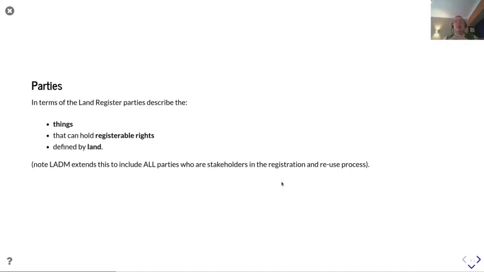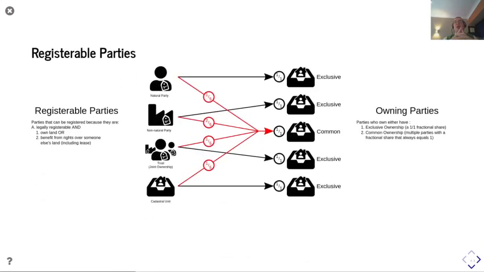Parties. So in terms of the land register, parties describe the things that can hold registrable rights defined by land. LADM uses parties a lot, and it's not just about those who are right holders, it's about any party who engages in that kind of transactional process to do with land management. So in terms of registrable right holding parties, there are a number of types.